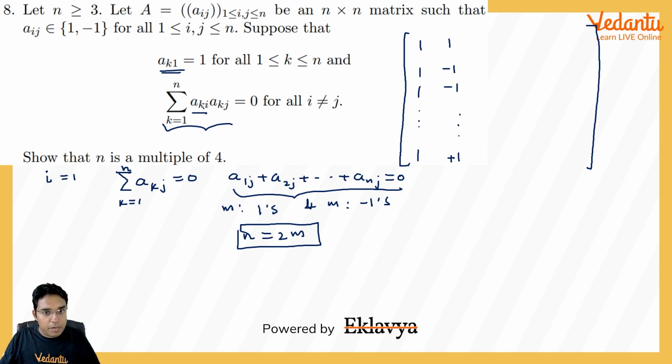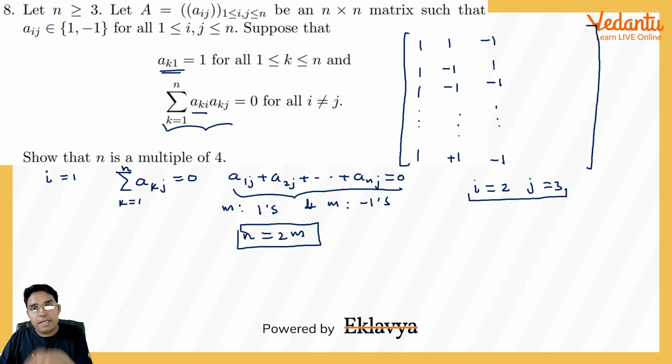So if we take, let us say, i is equal to 2 now and j is equal to 3, that is multiplying corresponding elements of the second column with the third column, then also it should become 0. Here also we have proved that in every column we will have exactly m number of ones and m number of minus ones. So half plus ones and half minus ones in this second column also.